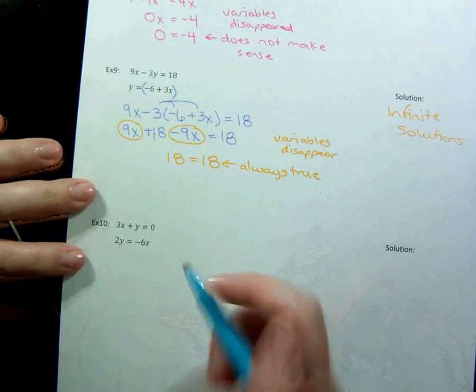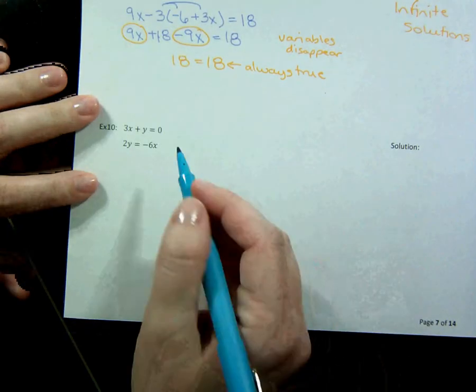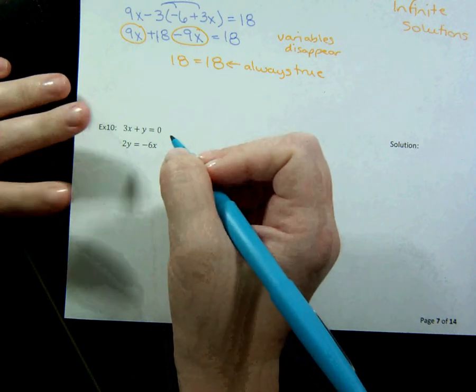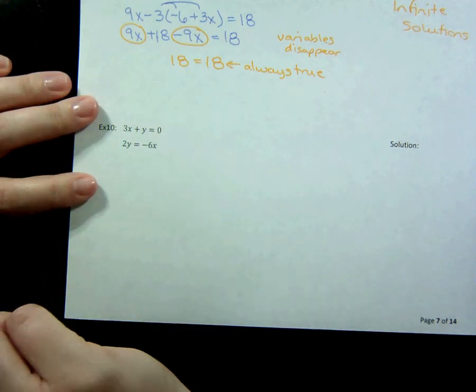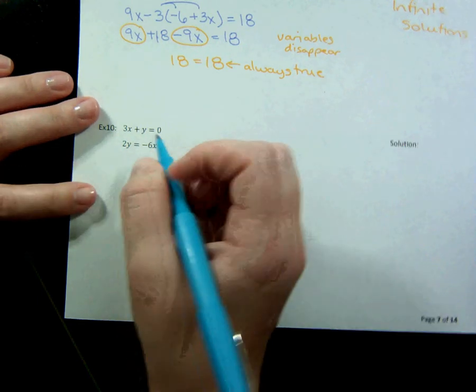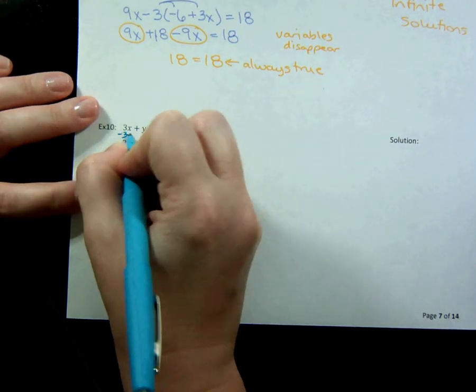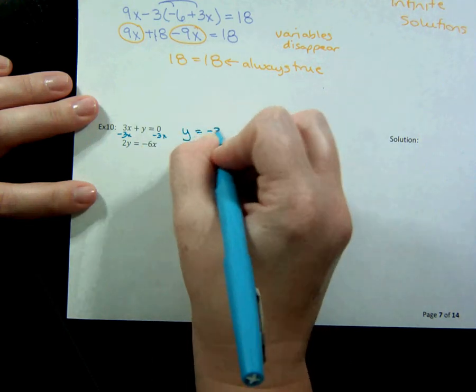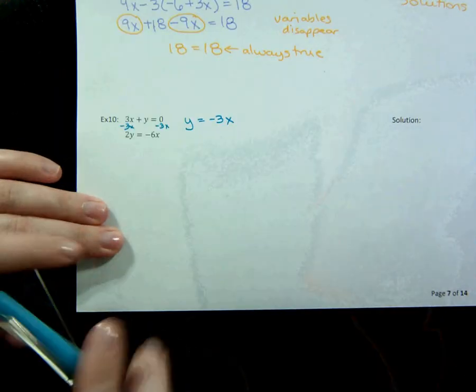So on example 10, again, you've got an equation in standard form. And you have an equation with just a term on each side. Kind of funky. A couple things you can do here. You could divide the second equation by 2 to isolate one of the variables. Or you can move the 3x. I think most of you probably moved the 3x. So you're going to get y equals negative 3x.